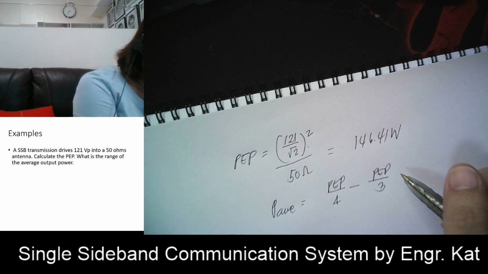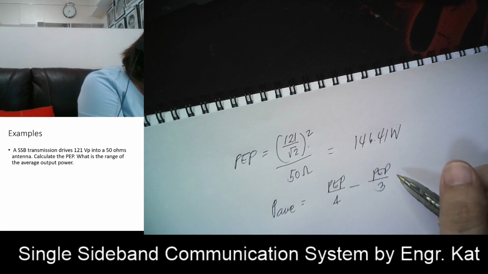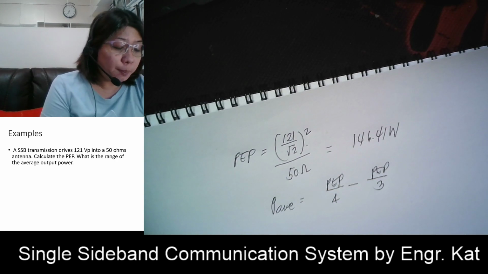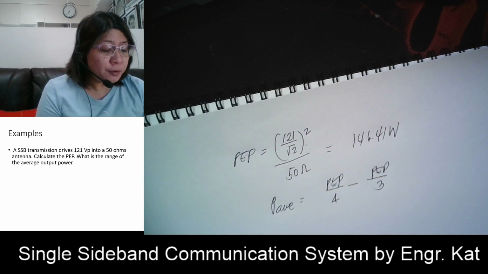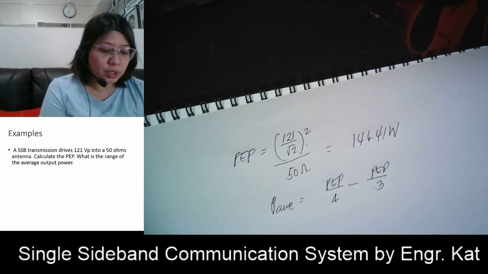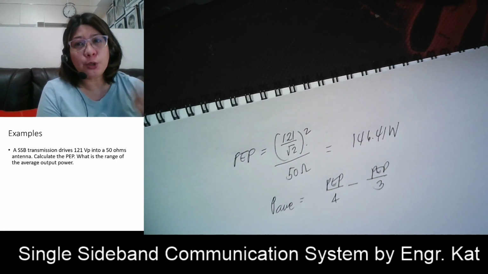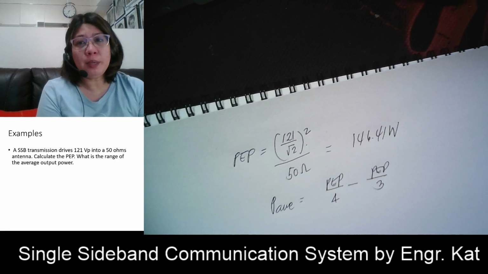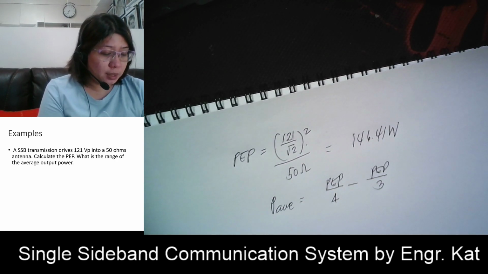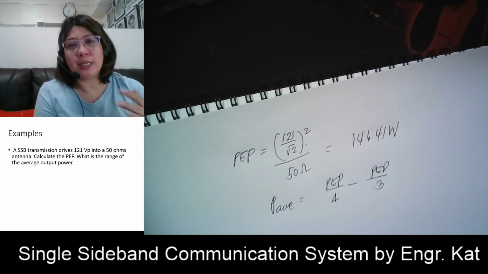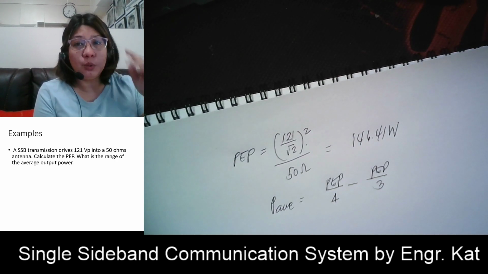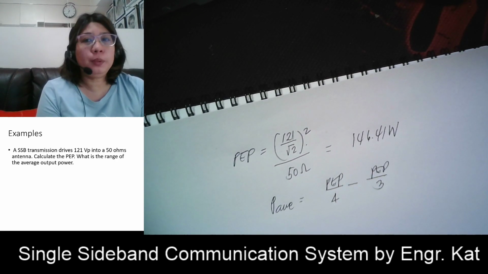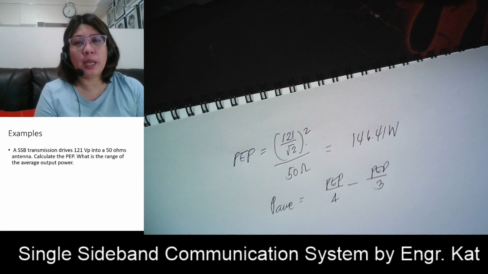So what do we mean by this average value? The voice amplitude peaks are produced only when very loud sounds are being generated during certain speech patterns, or when a certain word or sound is being emphasized. For normal speech levels, the input and output power levels are usually less than the PEP. So if you encounter problems like an average output power, usually it is PEP over 4 and PEP over 3.